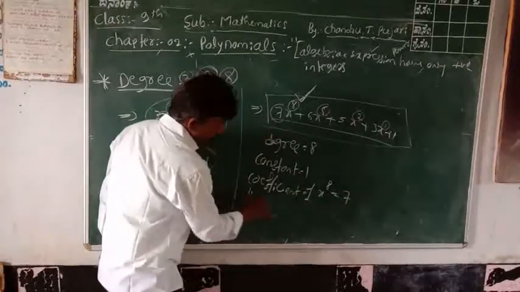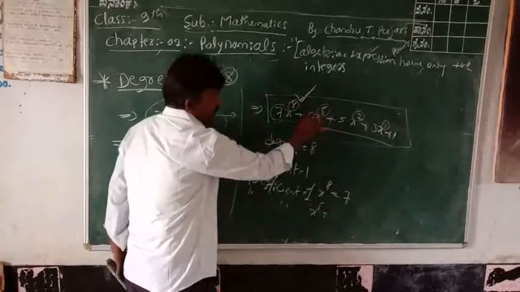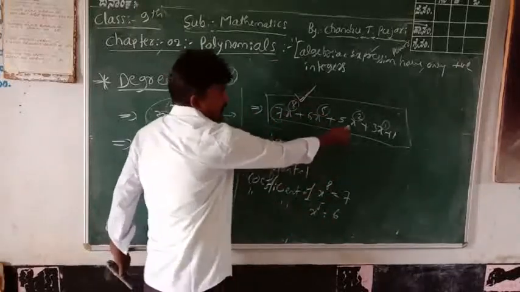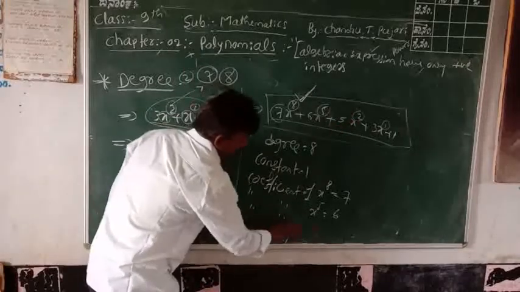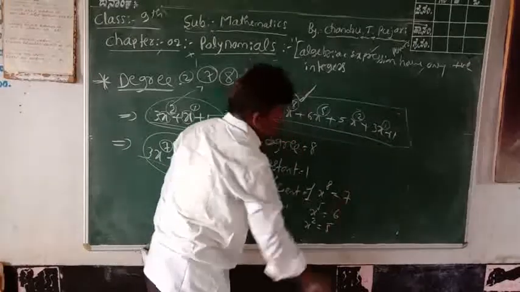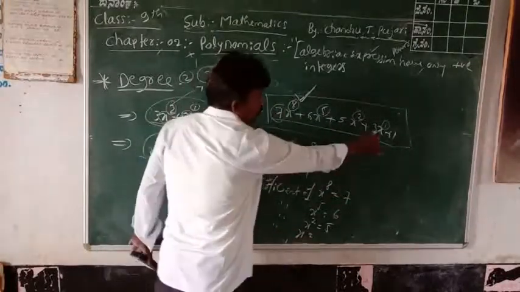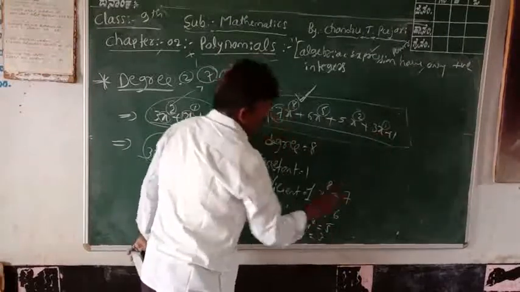Next, the coefficient of x raised to 5. The coefficient of x raised to 5 is 6. Next, the coefficient of x squared is equal to 5. And also the coefficient of x is 3.